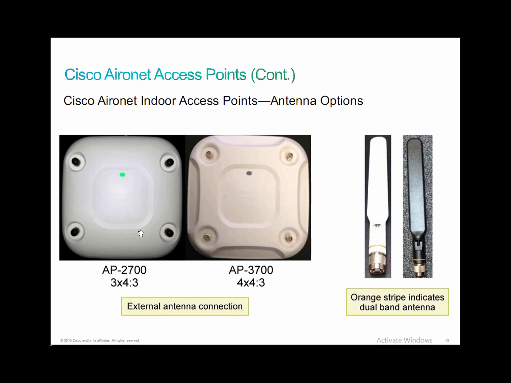But as far as the 3700 goes, you've got dual band outdoor stadium antennas, 13 dBi. And as I mentioned before, as it says here on the diagram, the gold ring around the antenna indicates that it's actually a dual band antenna.